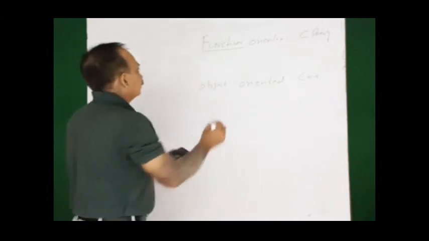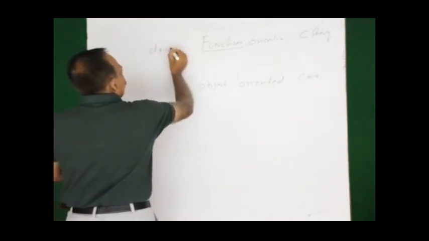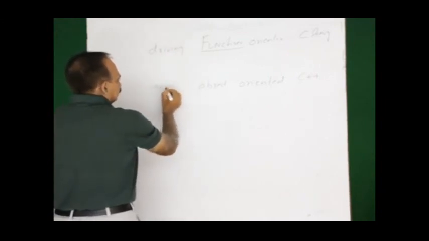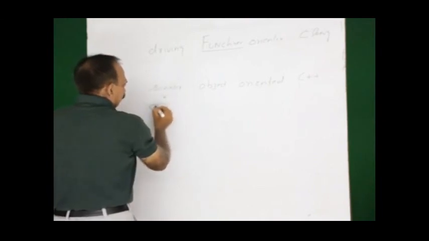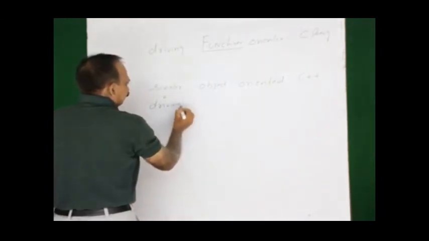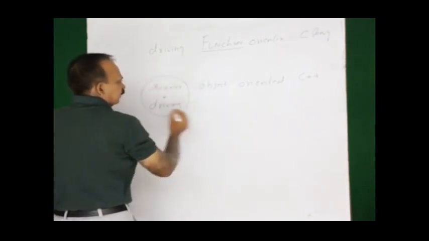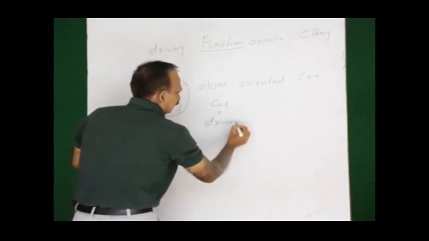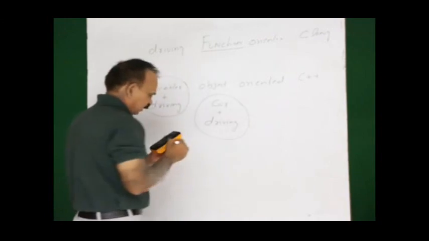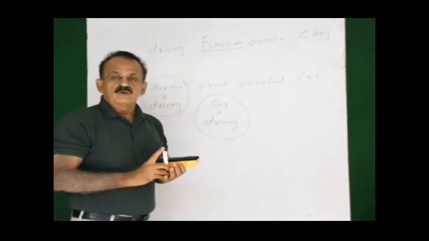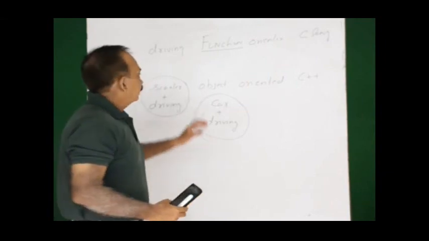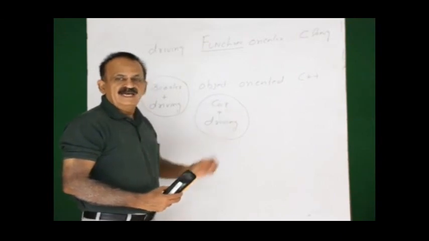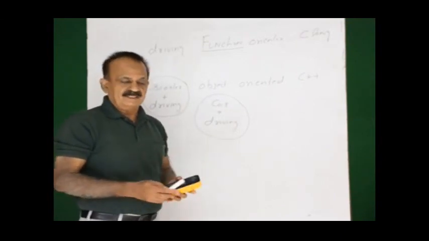So the first part which I said is driving. This driving is a function. Now, driving a scooter, I think this represents the complete task. Similarly, car plus driving represents another particular process. That means only driving is not a sufficient process. Driving applied on the scooter, driving applied on the car, that represents a well explained process.